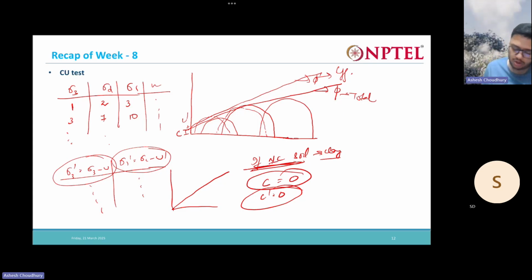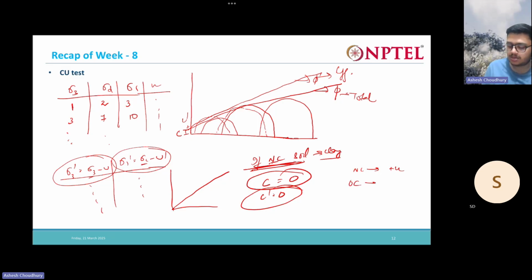So this is for the normally consolidated case. Now if we have an over consolidated soil, in the normally consolidated clay we generally have a positive pore water pressure that develops. So sigma 1 prime will obviously be less than sigma 1, and sigma 3 prime will be less than sigma 3.